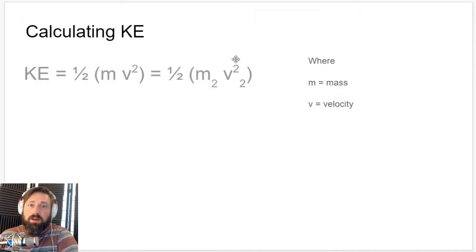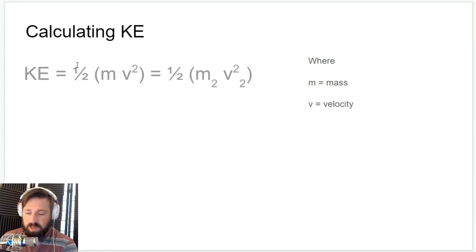Calculating kinetic energy. How do we go about calculating kinetic energy? Some of you guys that have taken physics probably already know this, but kinetic energy is 1/2 times the mass times the velocity squared. So the speed squared. Okay, so how does that help us? What does that mean? That can help us determine its temperature.